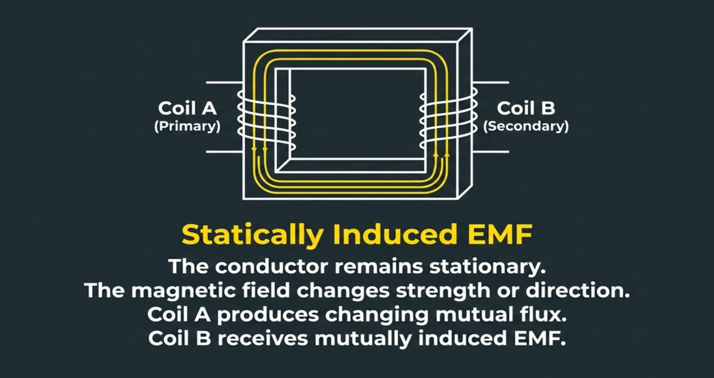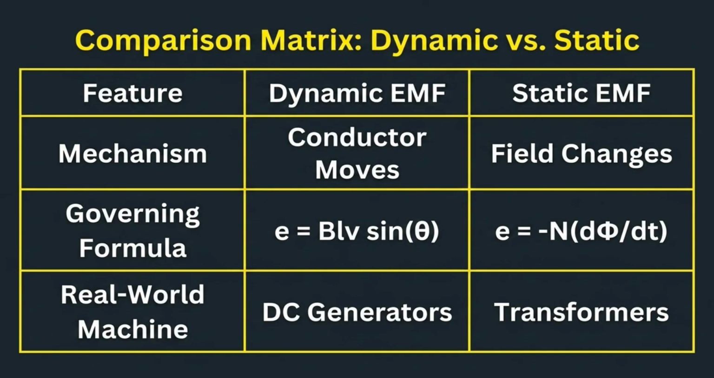Conversely, a statically induced EMF occurs in stationary conductors, such as in transformers. Here, a changing current in the primary coil creates a varying mutual flux that induces an EMF in the secondary coil. This comparison matrix highlights the key differences between dynamic and static induction, noting their unique mechanisms, governing formulas, and their common real-world applications in generators and transformers.